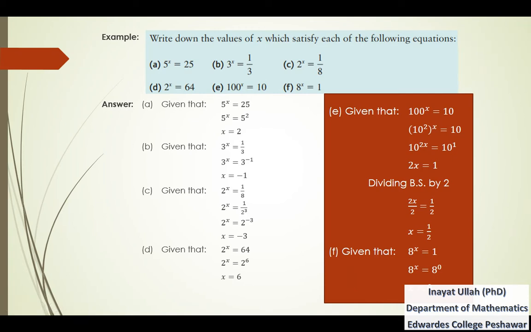So that is how we find the value of an unknown x whenever the exponential form is given to us. First of all, we make the bases same, then we take the powers equal. Make the bases same and take the powers equal to get the value of the unknown x.